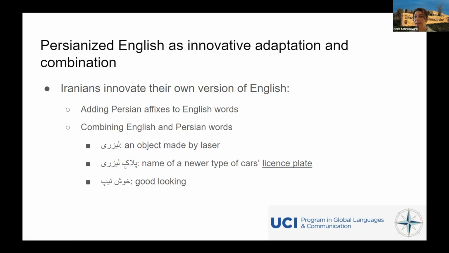Or "plak laseri," plaque and laser, means license plate, which doesn't have any meaning if you say "laser plaque" in English, but in the Iranian context means license plate. Or "khoshtip": the word "type" is combined with the word "khosh," which is Persian, and together they mean good looking.